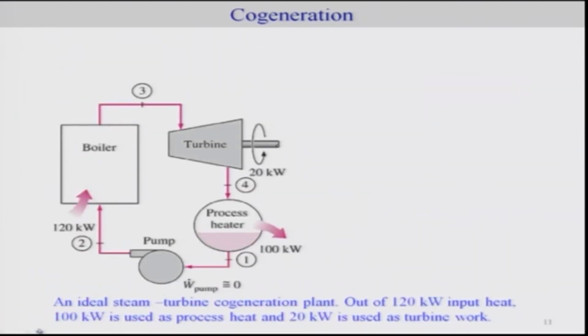So, let us discuss a bit of that. Let us say you have a steam turbine plant, and we are trying to combine this idea. This is an example of a steam turbine cogeneration plant, where out of 120 kilowatt which is being used to provide the heat to the boiler, some part, of course using the turbine, is produced as work, that is 20 kilowatt, and the rest is used as process heat of 100 kilowatt. So, this is like a condenser. Otherwise, if you do not use it, it will be wasted. So, now we are trying to use this 100 kilowatt and it goes to the other process plant.